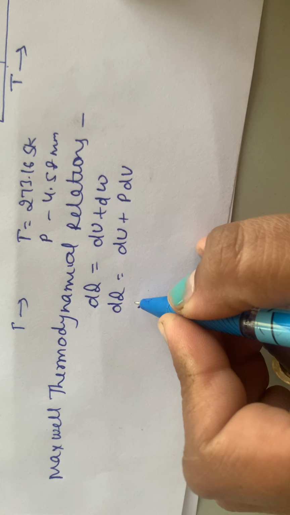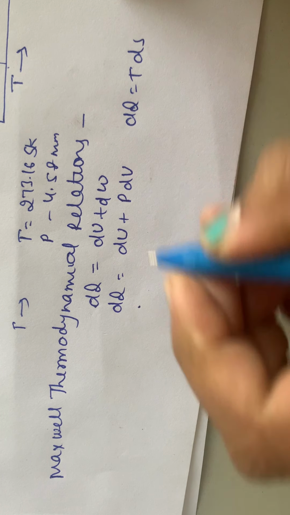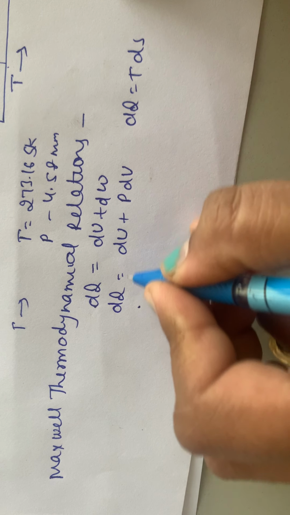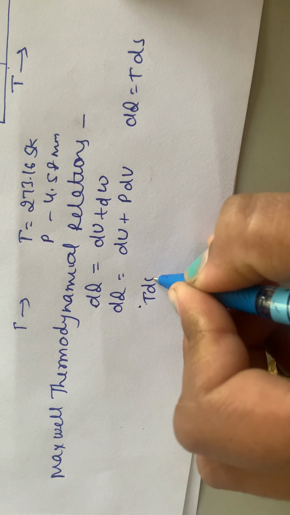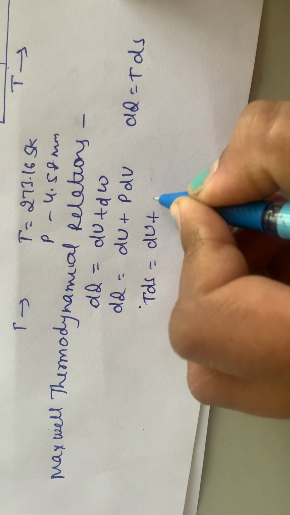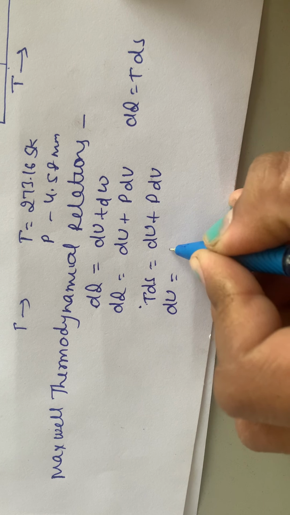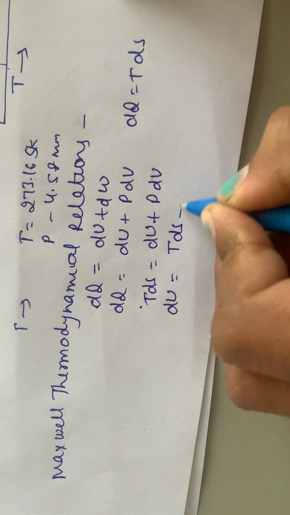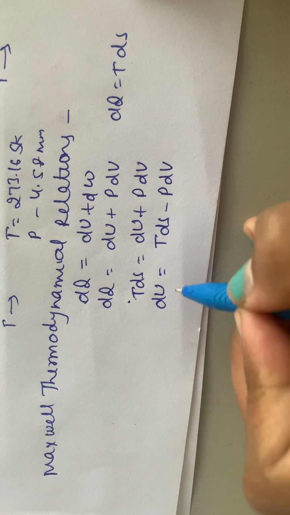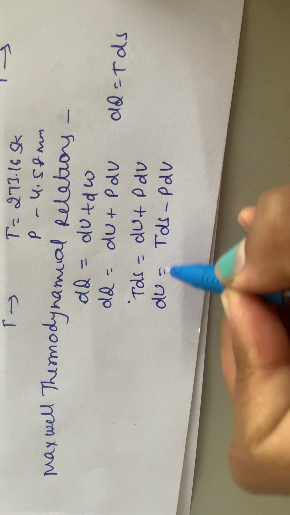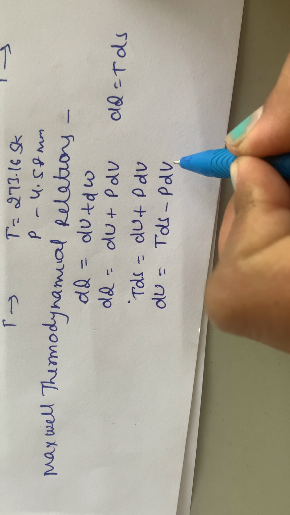From the second law of thermodynamics, dQ equals T dS. If we put the value of dQ in this equation, then T dS equals dU plus P dV. We find the value of dU equals T dS minus P dV. U represents internal energy, S represents entropy, and V is volume.